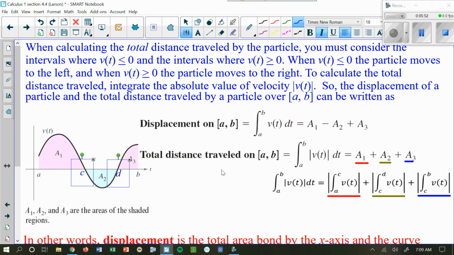Total distance traveled, though, you have to break it into the parts that are above and the parts that are below. So total distance traveled, you do the parts that are above here, parts below, parts above, and total distance traveled is always positive, so it's really the absolute value of each one of those pieces is what it boils down to. So basically you figure out your three areas, make sure they're all positive by using absolute value, just add them together.